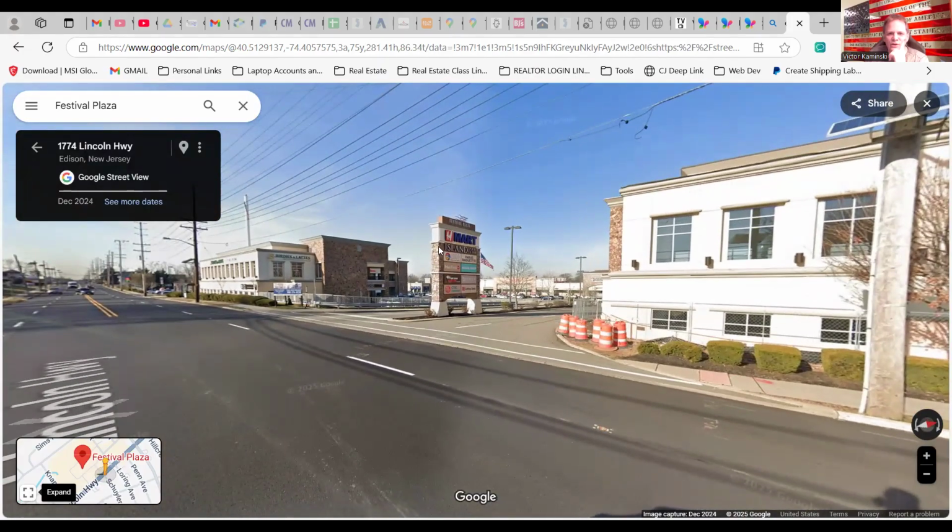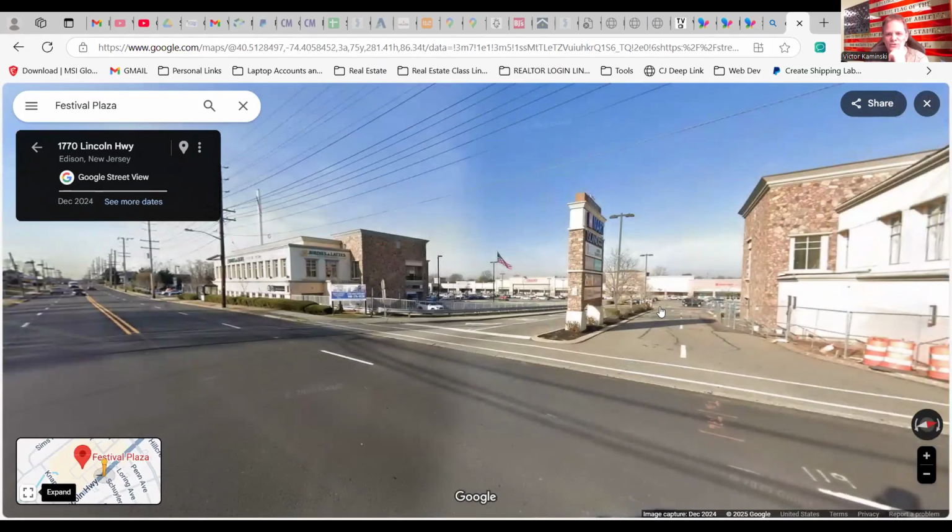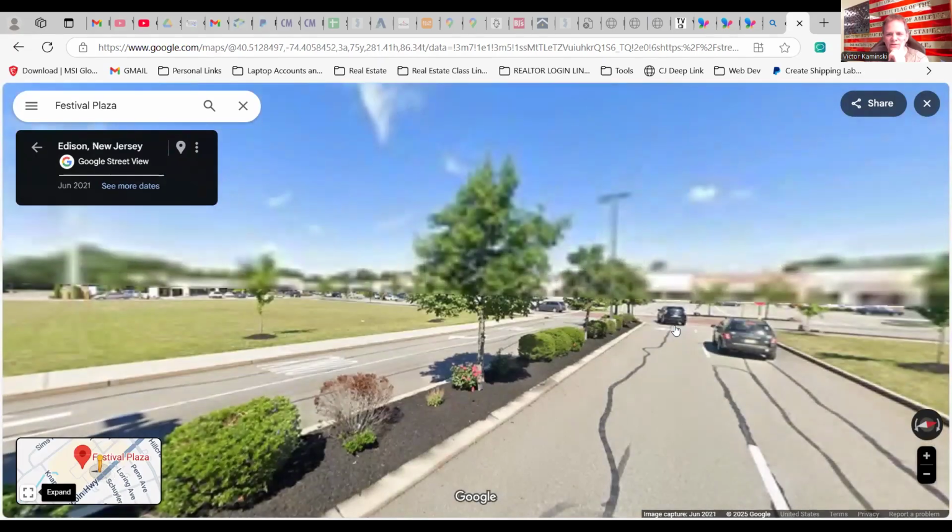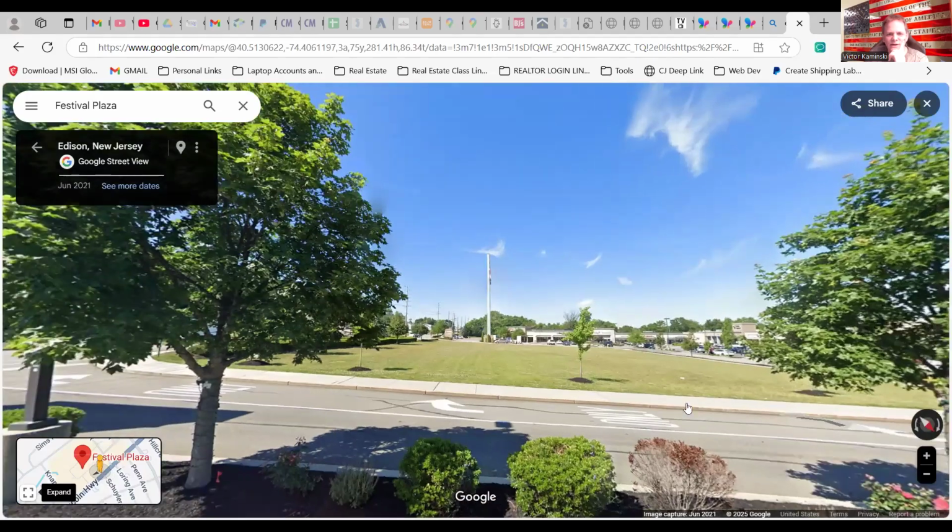You got that newer signage that they put in. This was the only entrance at one point, and it was 2 lanes. Now they got 2 lanes in, 2 lanes out. It got a lot busier. You could go into there, take a look around, see what's there.